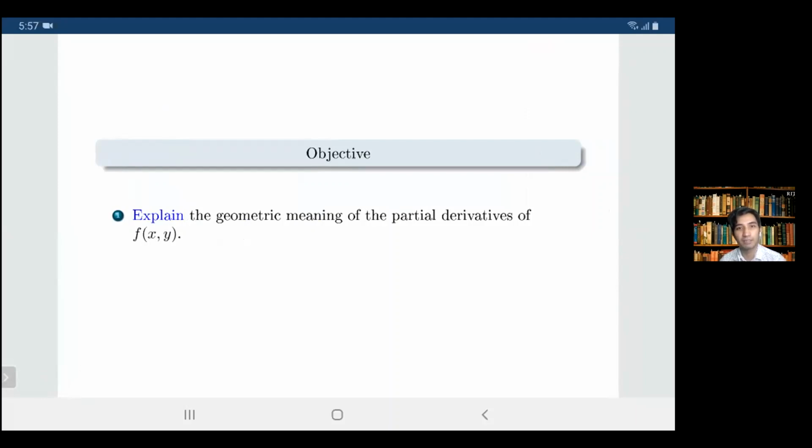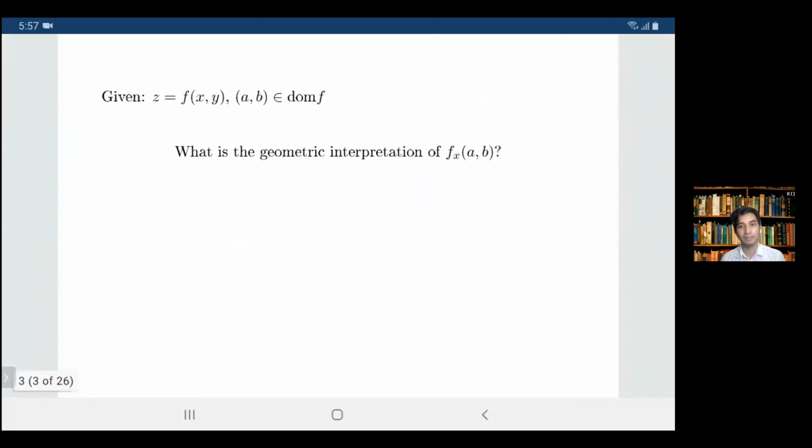So in the past two videos, we defined what partial derivatives are, and we also gave a method to compute them. So now, let's go to its explanation or its interpretation. So this is the basic question that we want to answer. What is the geometric interpretation of the partial derivative when you evaluate it at (a, b)?